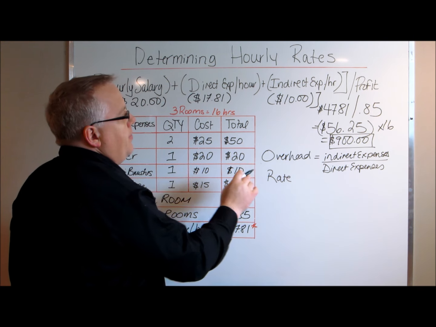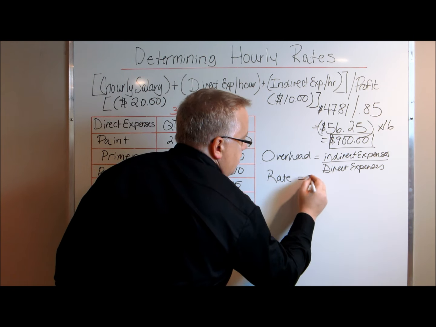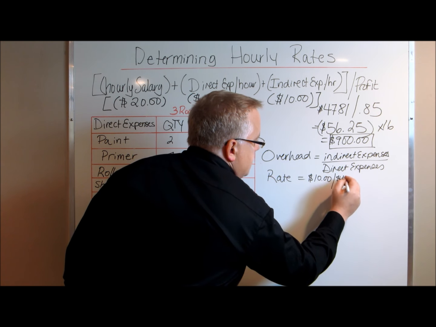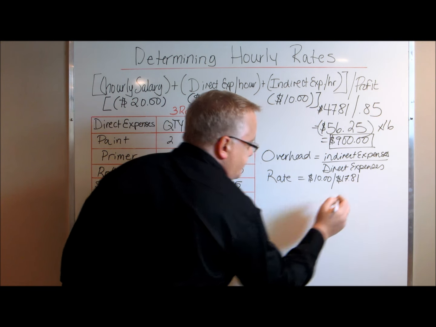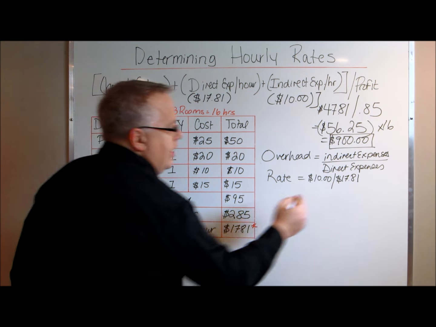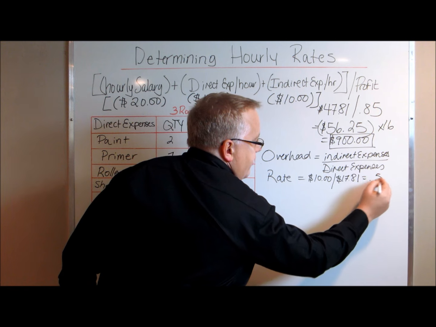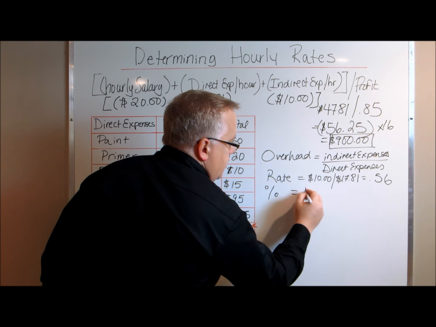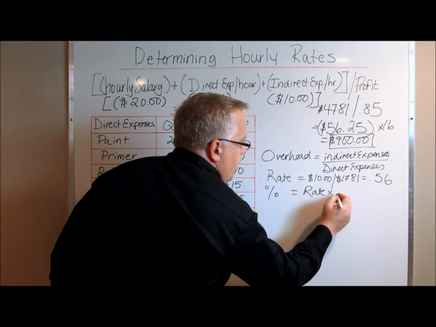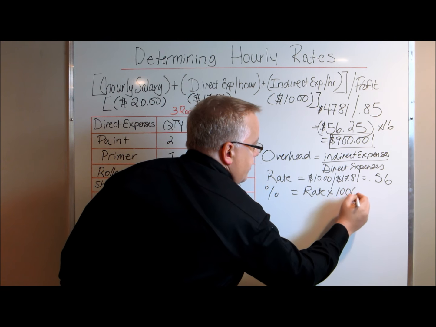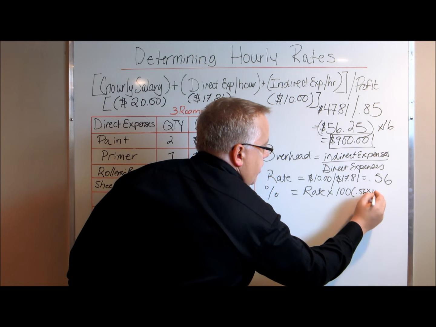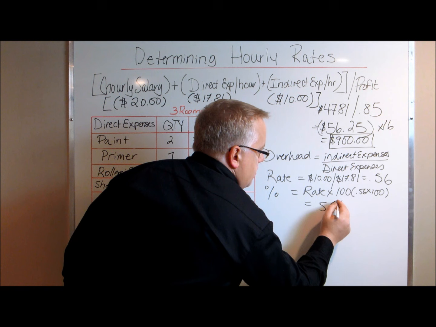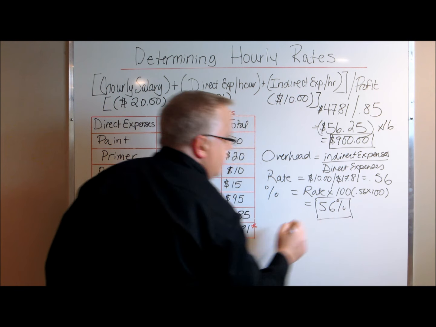So in our example, it's $10 divided by 17.81, and that's going to give us an overhead rate of 0.56. To determine the percentage, you simply take the rate times 100, which is 0.56 times 100, which equals 56% as an overhead rate. Okay?